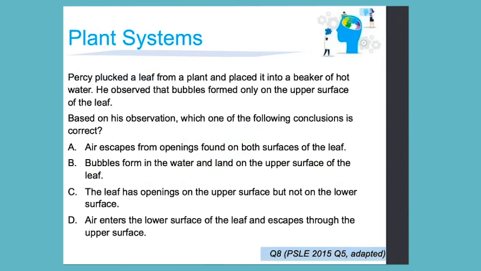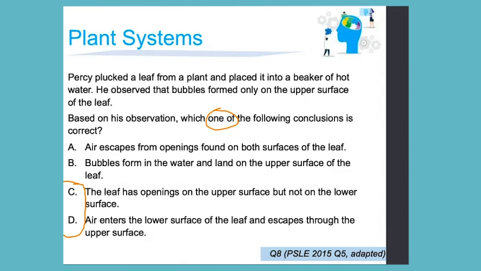Percy plucked a leaf from a plant and placed it in a beaker of hot water. He observed that bubbles formed only on the upper surface of the leaf. Based on his observation, which one of the following conclusions is correct?